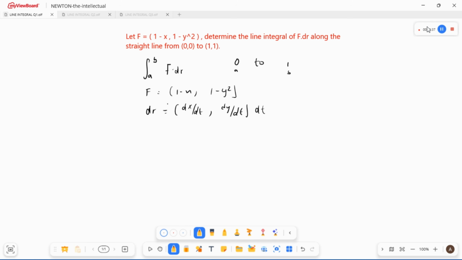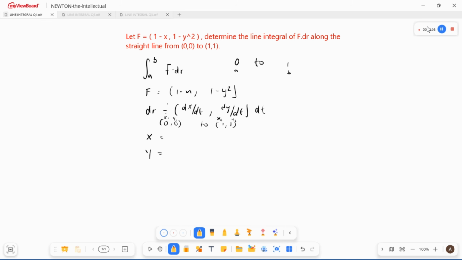So how do we find dx/dt? First we have to find what x is in relation to t and what y is in relation to t. Basically we are going to be making two parametric equations, one for x and one for y. Now, before we do this, these points that we're being given, 0, 0 and 1, 1: I want you to understand that this is x1, y1, and this is x2, y2.